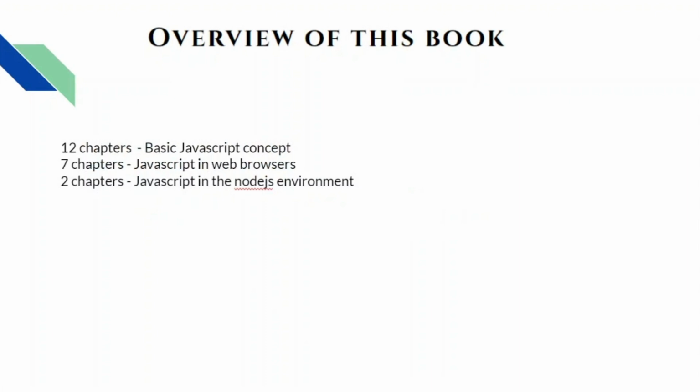Now let's look at the overview of the book, what you can expect from this book going forward. The first thing is that there are about 21 chapters. 12 chapters are based on basic JavaScript concepts. 7 chapters talk about JavaScript in the web browsers, that's the behavior with the DOM. 2 chapters talk about JavaScript in the Node.js environment, or the server-side environment.